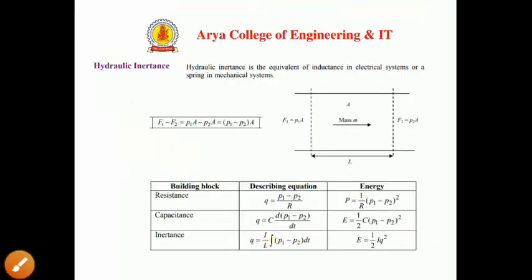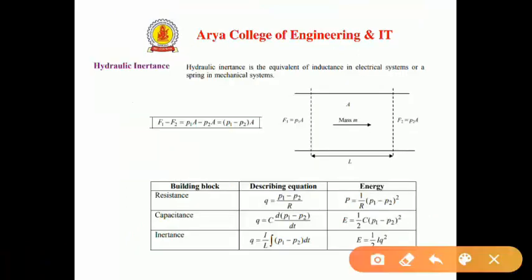Okay. Now we have another, that is hydraulic inertance. Hydraulic inertance comes in when a amount of liquid flows from one position to another position. If there is no flow of liquid, then there is no hydraulic inertance. Hydraulic inertance is the equivalent of inductance in electrical system or mass in mechanical system. It is like inductance in electrical system and spring in mechanical system.